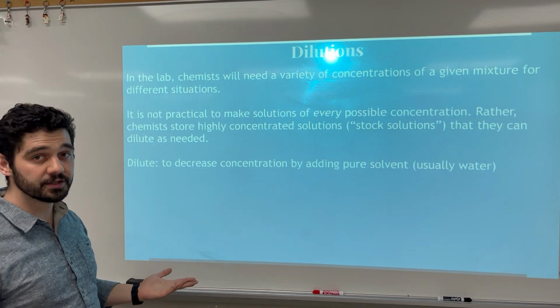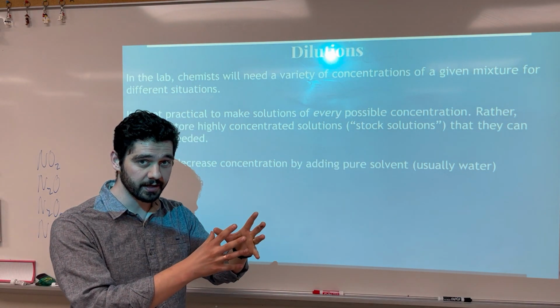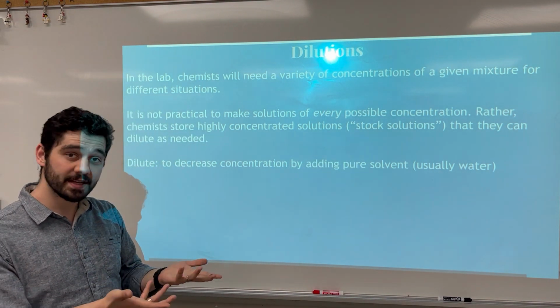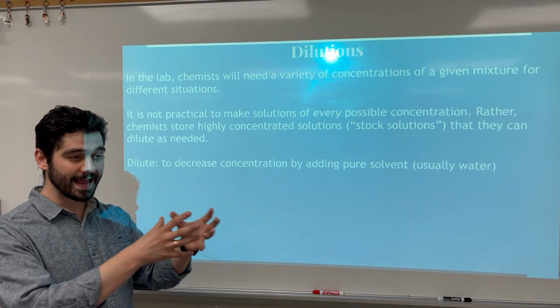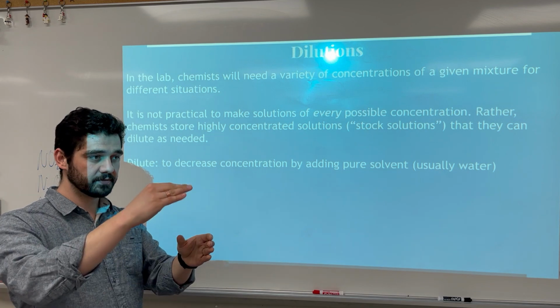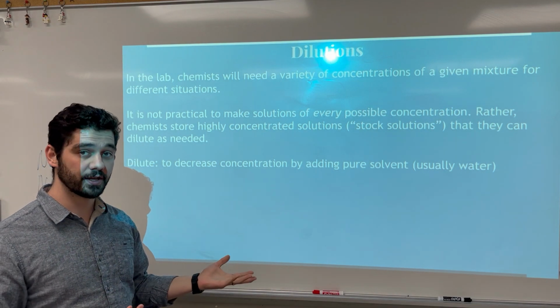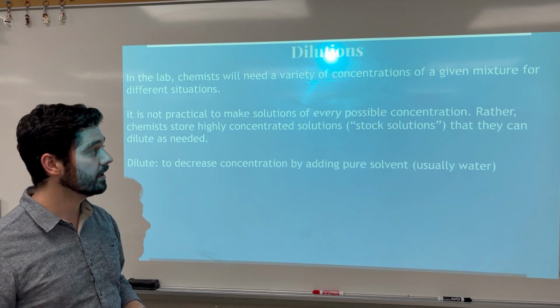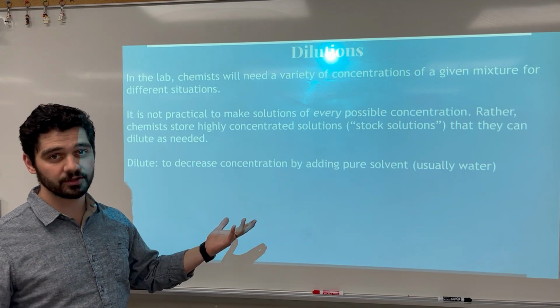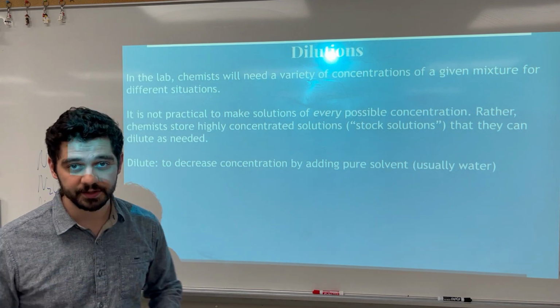And so what chemists do is they keep a stock solution, which is highly concentrated. And if you need a solution that's less concentrated, you just take some of that stock solution, pour it in your container, and then dilute it with water down to the concentration that you need, or the molarity that you need. In order to do that, you need to know how to do the math. So we're going to learn the math because this is how chemists do it. So let's just jump in.